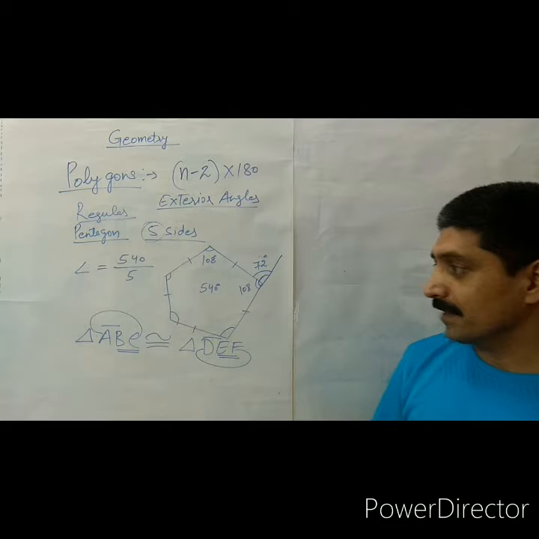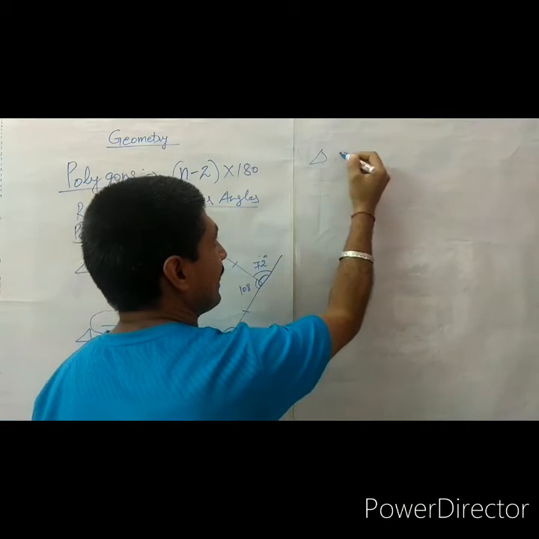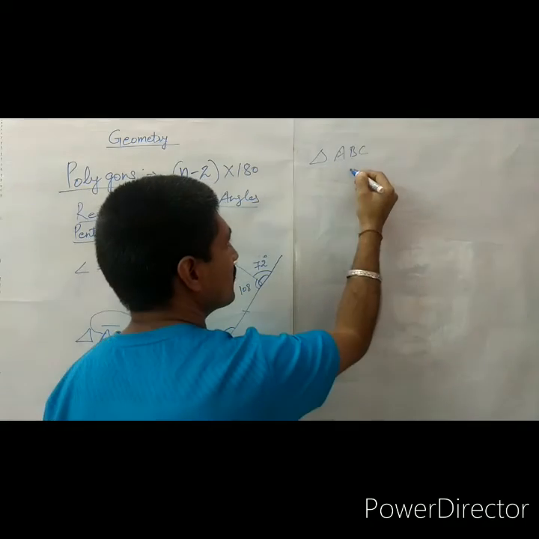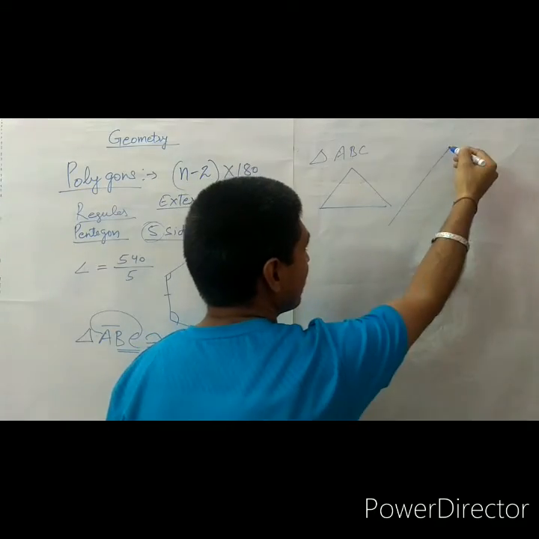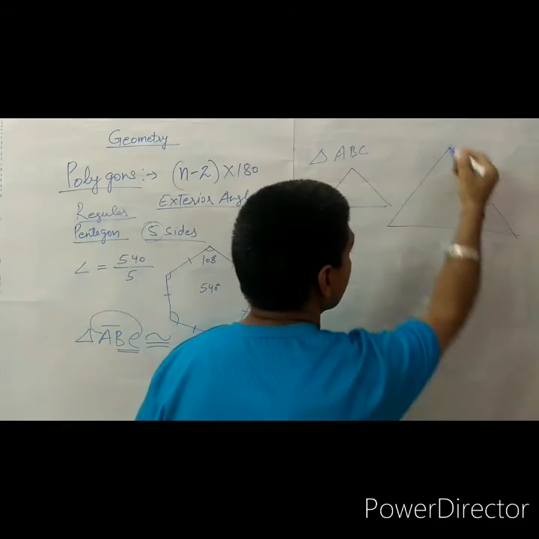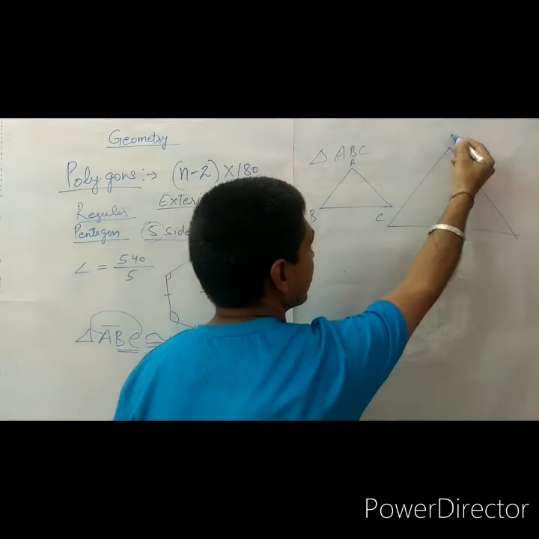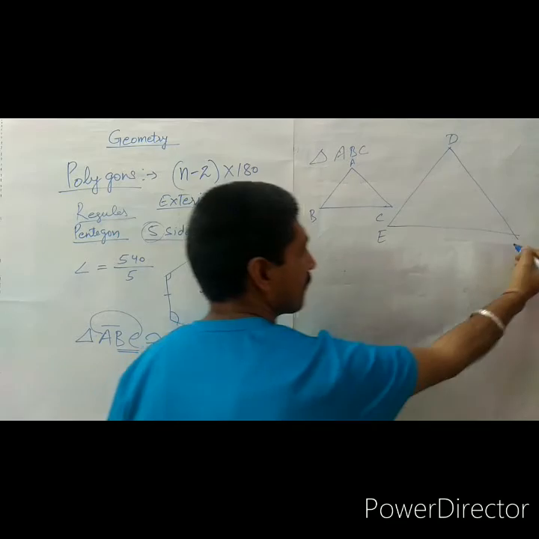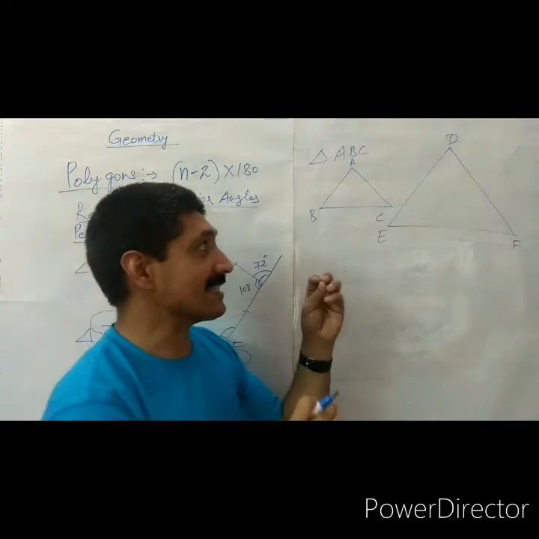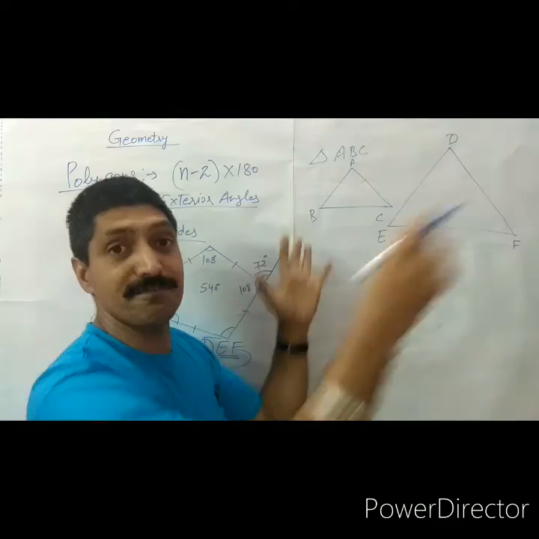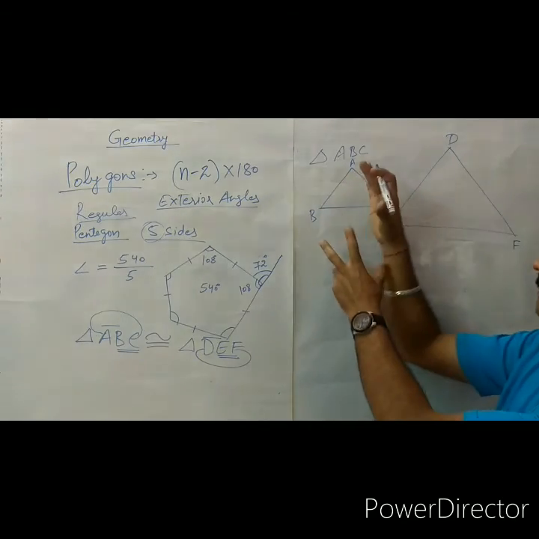Similar figures in triangles: if this is a triangle ABC and one triangle is DEF. Now the shape is the same but the size is different. There is an enlargement. This is a smaller one with some scale factor.